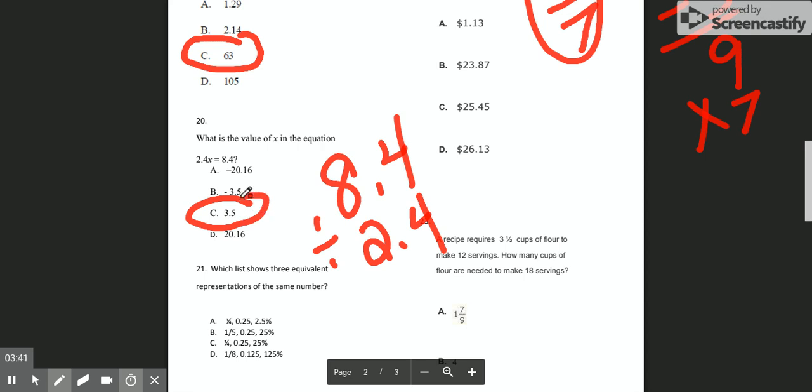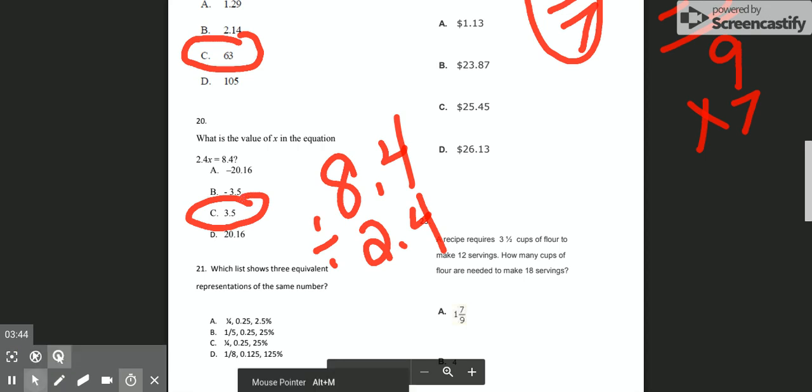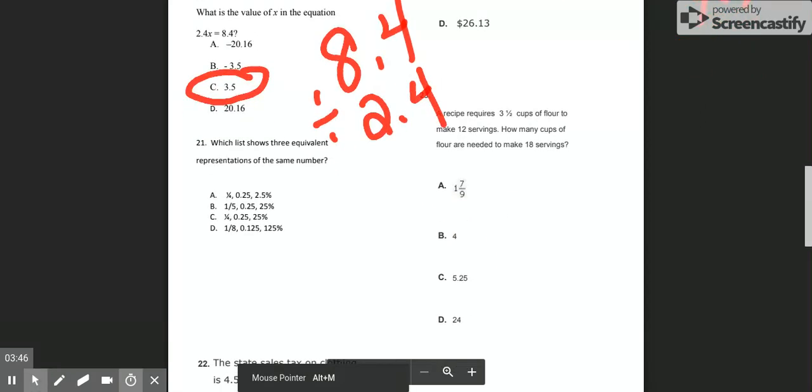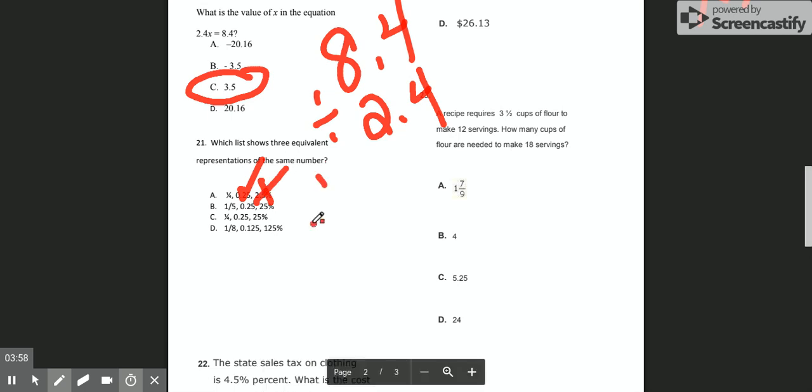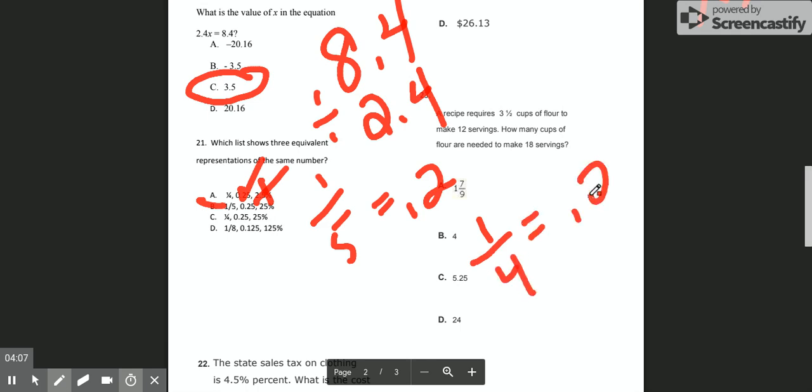Number 21, which one of these shows all the equivalent things? 1/4 I know is 0.25, but it is not 2.5%. 1/5 is 0.2, not 0.25, so that one's not right. C, I know that 1/4 is 0.25, and if I move it 2 places over, it's going to be 25%. So 21 is C.